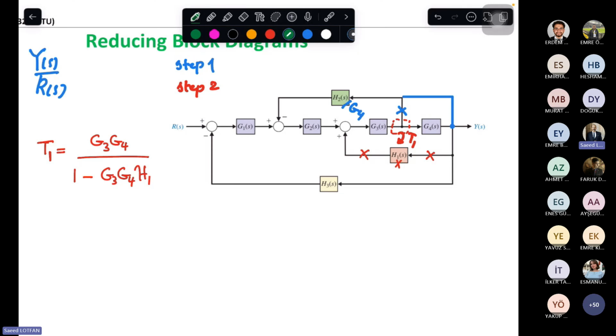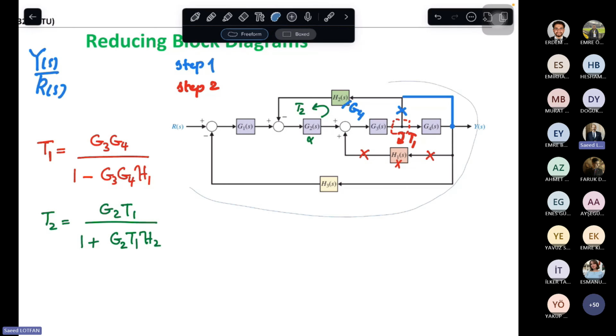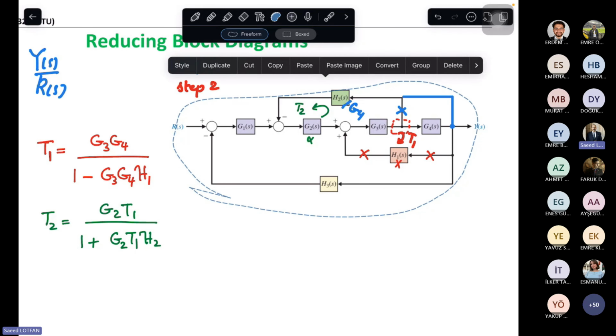Next step is that T1 and G2 become cascade, and they have this feedback here. This is T2. So T2 would be G2 T1 over 1 plus G2 T1 H2. So what I have done is like this. Let me show the steps here.